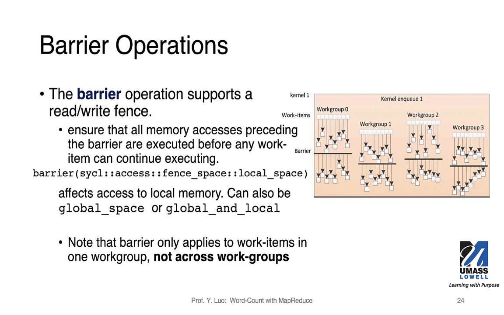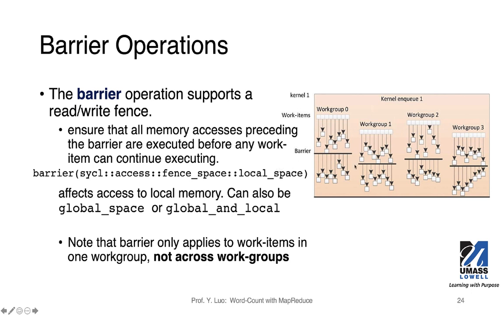So the barrier function is to support a read-write fence. The main purpose is to ensure that all the memory accesses preceding the barrier are executed before any work items can continue executing. So this is what we actually used in the previous slide. We set the barrier using this definition to say this is a local barrier. We can change local barrier to global, or global and local.